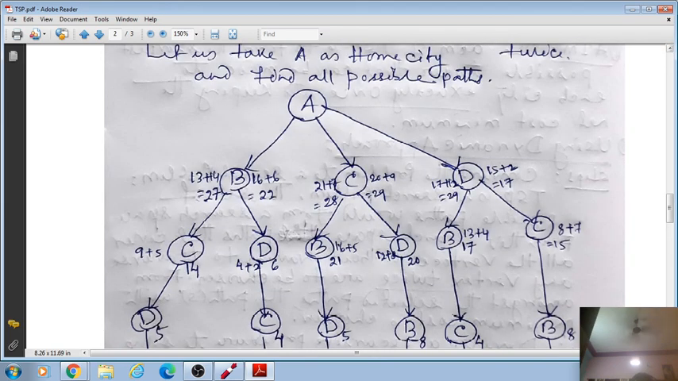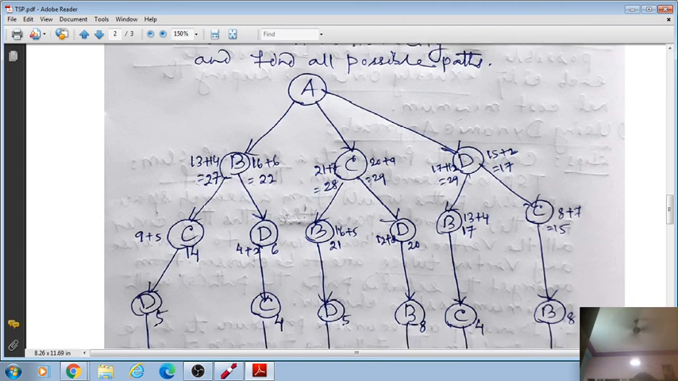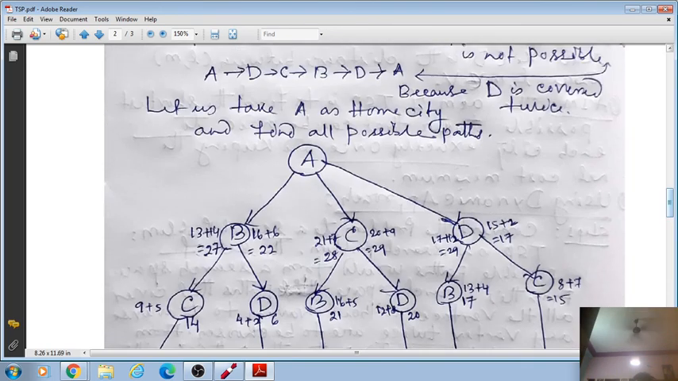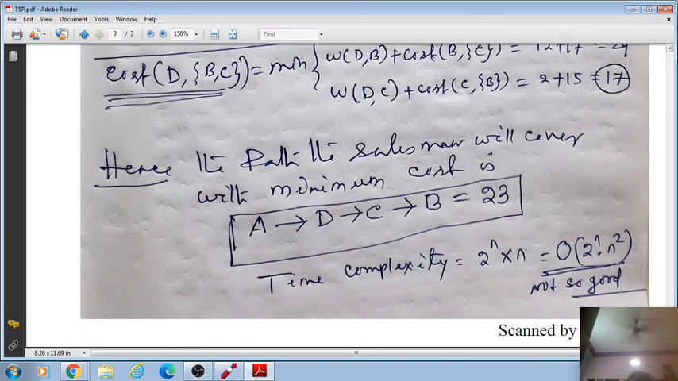So 17. A to D will be 6, so here it will be 23. So this path is considered. This is the approach we are discussing, through the dynamic programming approach.